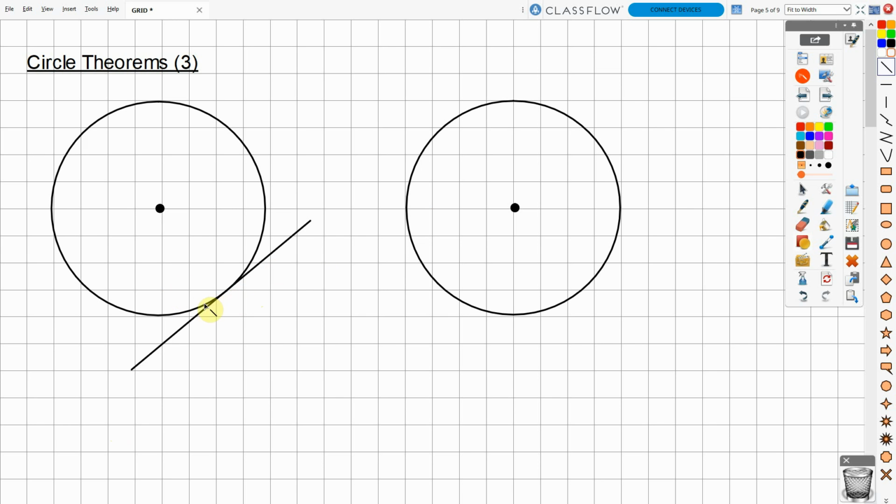Okay, a straight line touching a curve which happens to be a circle, and so we have a single point of contact about there. This circle theorem depends upon that tangent. What we can say is that when a tangent meets a radius, then automatically we know we've got a right angle.